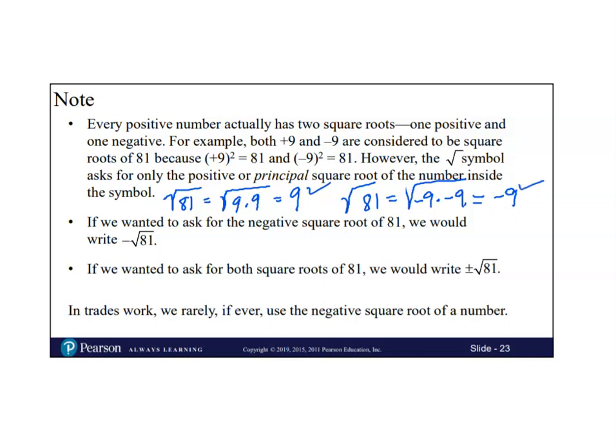Now notice that they put the negative on the outside of the square root this time. So if we wanted to ask for the negative square root of 81, we would write negative square root of 81, and the answer would be negative 9. If we wanted to ask for both square roots of 81, 9 and negative 9, they would put a plus or minus on the outside so that you would know to give both answers. In trade work, we rarely, if ever, use the negative square root of a number.